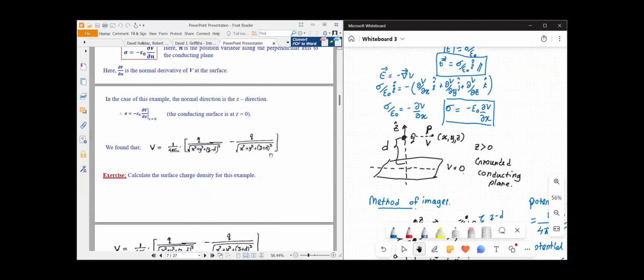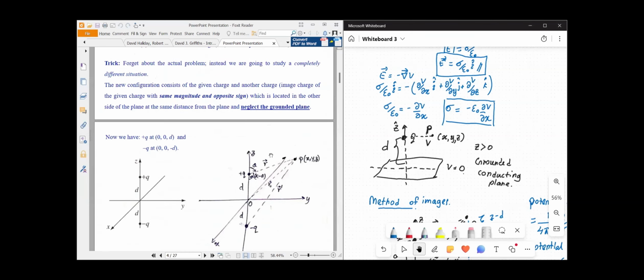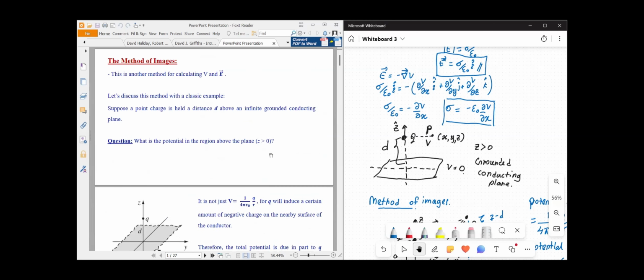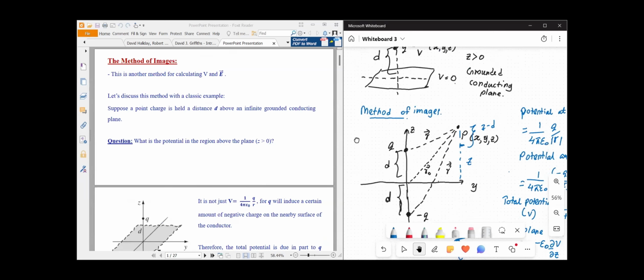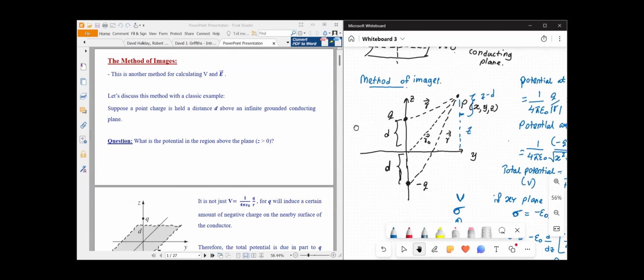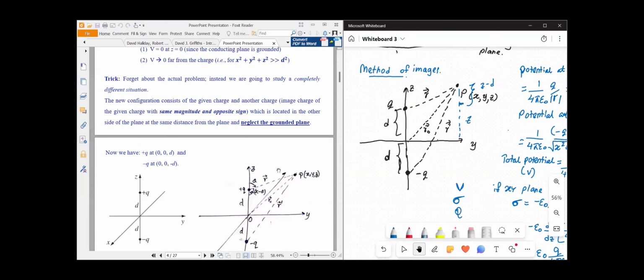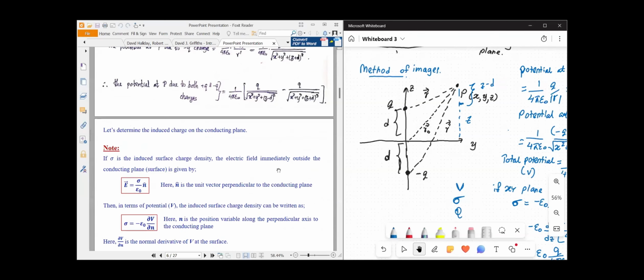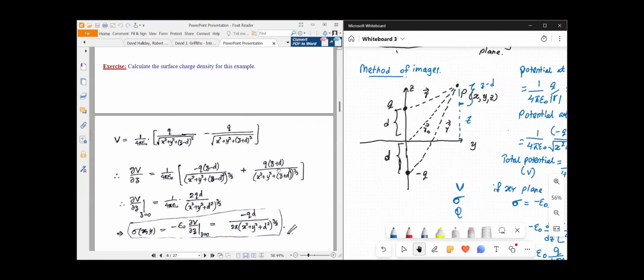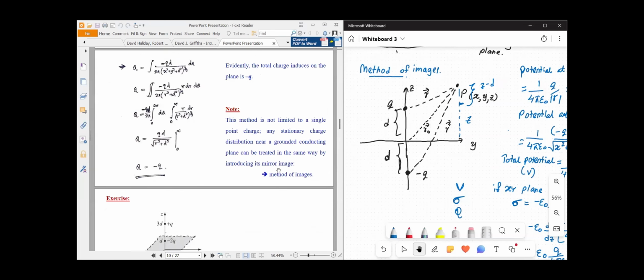Now, any questions on this method of images? You will find it a little more clear when we do a question.